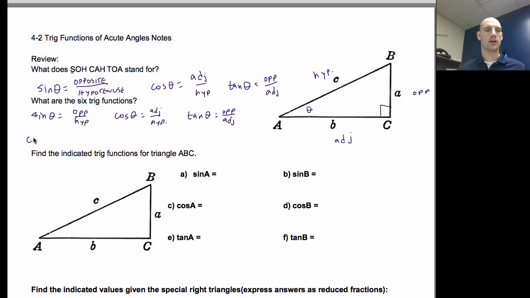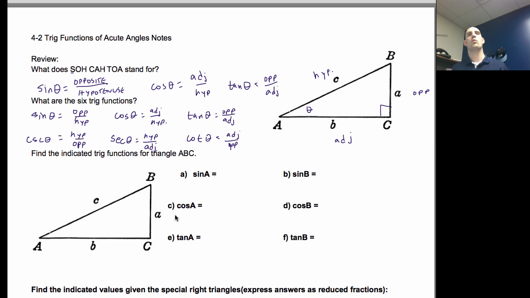Sine is paired up with cosecant of theta, and cosecant is the reciprocal. So it's going to be hypotenuse over opposite. They're paired together because you just flip that. Cosine is paired with secant of theta, which is hypotenuse over adjacent. And tangent is paired with cotangent, which is adjacent over opposite.